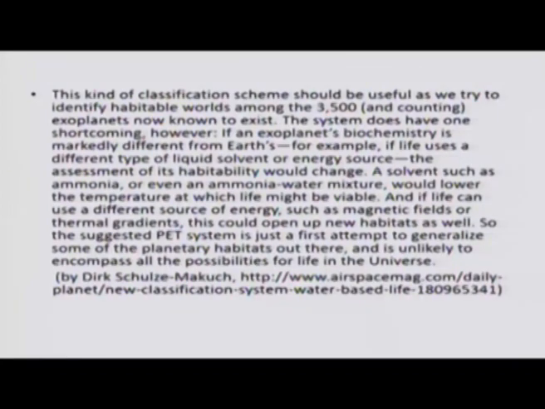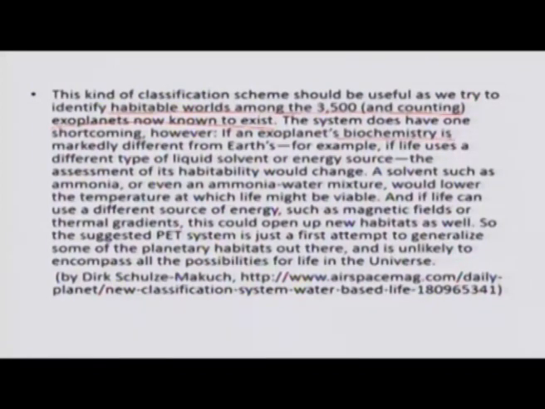So, now the writer answers the question, why this classification system, why do we need it? So, the writer here says this is useful to classify habitable worlds among 3500 and even more still being discovered exoplanets. So, how do we classify those planets in terms of possibility of life? The writer also here discusses possible limitations of this classification scheme.